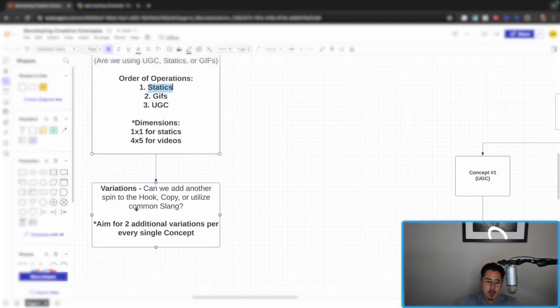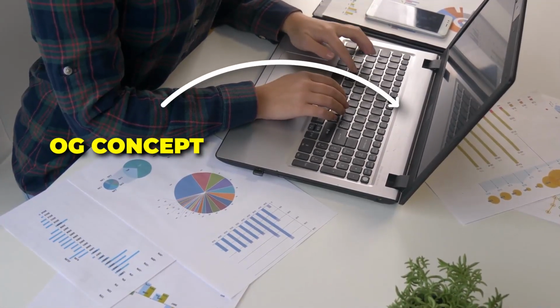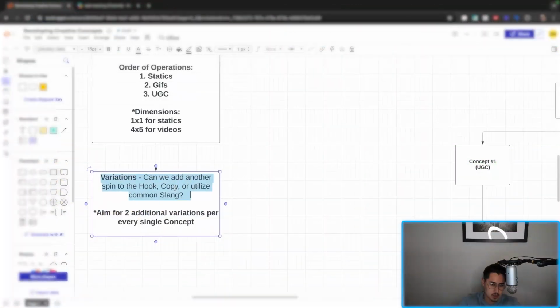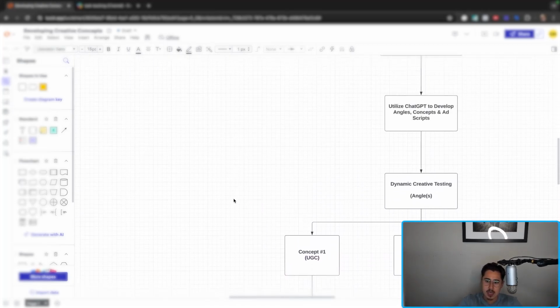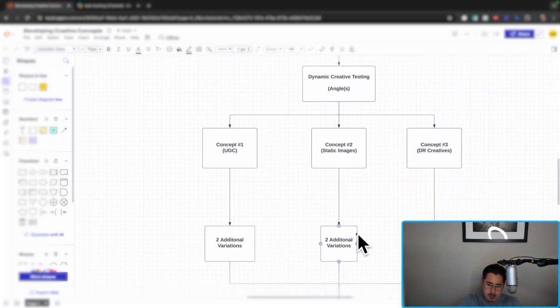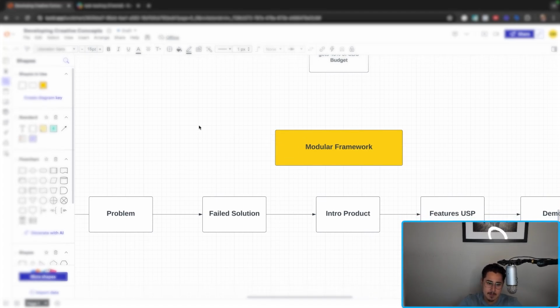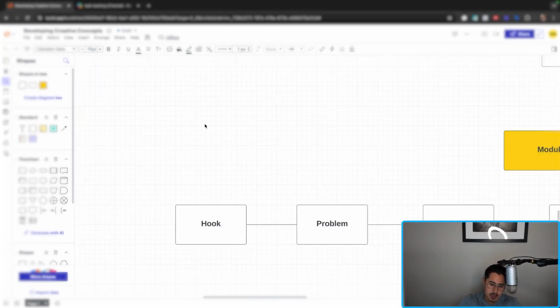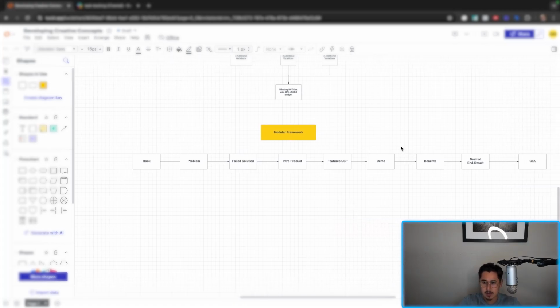All in all, the process is that we have an OG concept. We create 2 variations. This might split test the hook, change the copy, or make slight variations in the common slang. For every concept, we launch 2 variations. In theory, we have a single concept with 2 additional variations, and we run this in a campaign. We follow the modular framework. In a UGC dynamic, you're going to have a hook, problem, solution, a lot of segments where you can mix, match, and move.